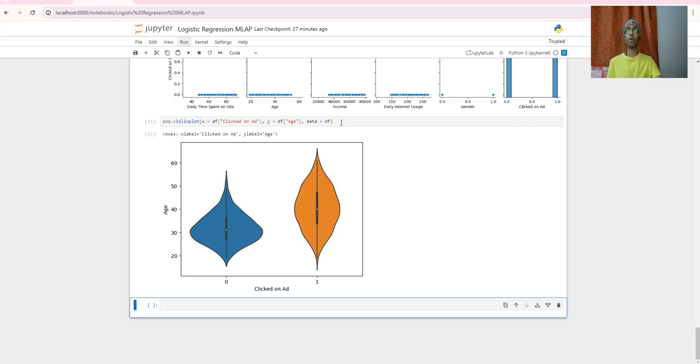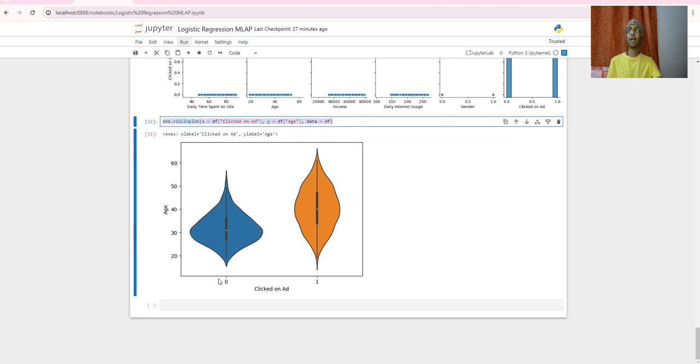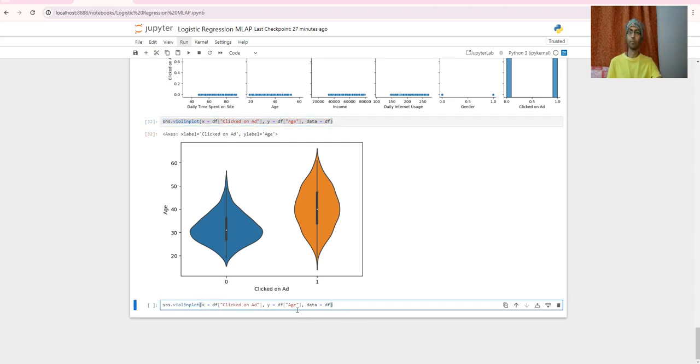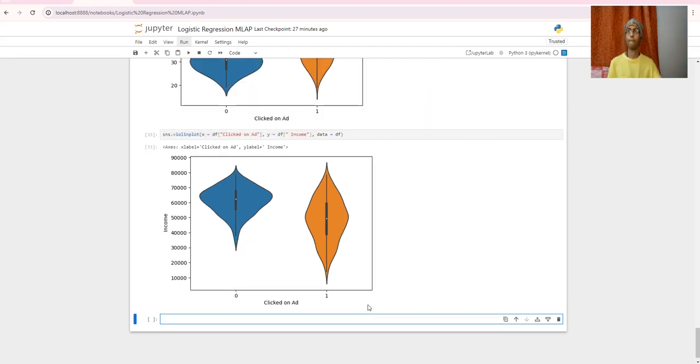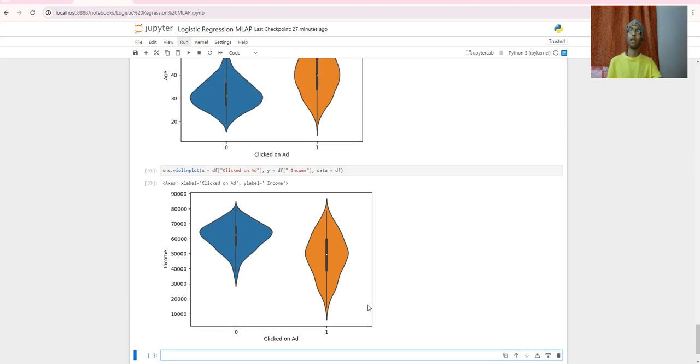We can draw another violin plot, friends, just to see income and clicked on ads. So we can write here income instead of age. Now those who have clicked on ads, surprisingly, you can see here, are majorly around 50,000, earnings of 50,000. And those who have not clicked on this ad are earning around 60 to 70,000. The maximum frequency of that is around 60 to 70,000.